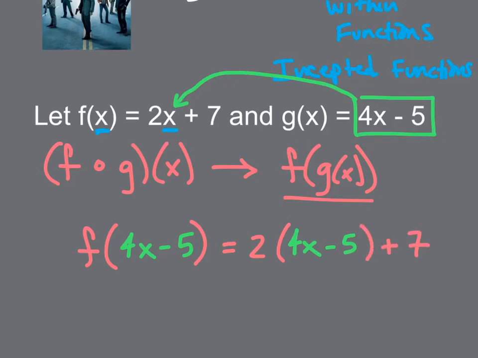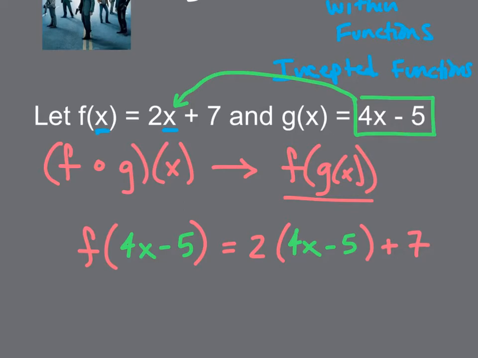And what I'm going to see here is that this function, f of x equals 2x plus 7, and f of 4x minus 5 equals 2 times the quantity 4x minus 5 plus 7. These two things are the same thing. The only difference is that I've changed the input to be what my function g was, okay? And so I'm going to plug that function into f and we'll evaluate, all right?